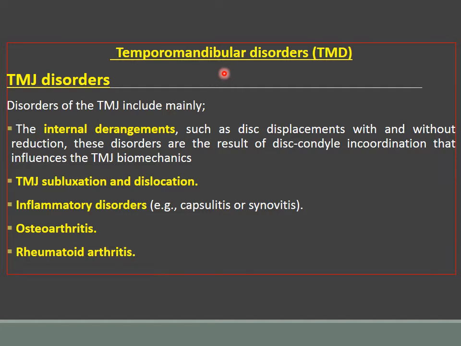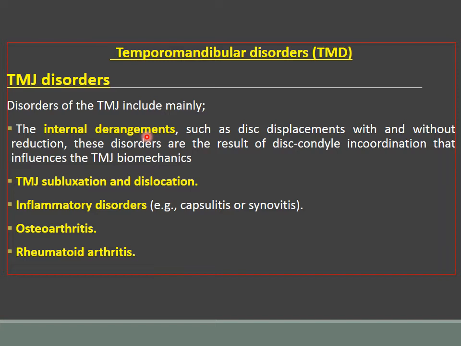هذا الموضوع تتذكرون احنا أخذنا عنه محاضرتين شرحناه بالتفصيل من ناحية الاكزامينيشن ومن ناحية الديزيزز اللي تصير بالتي تمبرومانديبولار جوينت، وسميناها تمبرومانديبولار جوينت ديس اوردرز. فممكن الديس اوردر يكون internal derangement تذكرون وهو الديسك displacement with or without reduction، والincoordination of the movement of the condyle أو dislocation or subluxation of the TM joint with associated spasm of the muscle related to the TM joint as a source for pain.